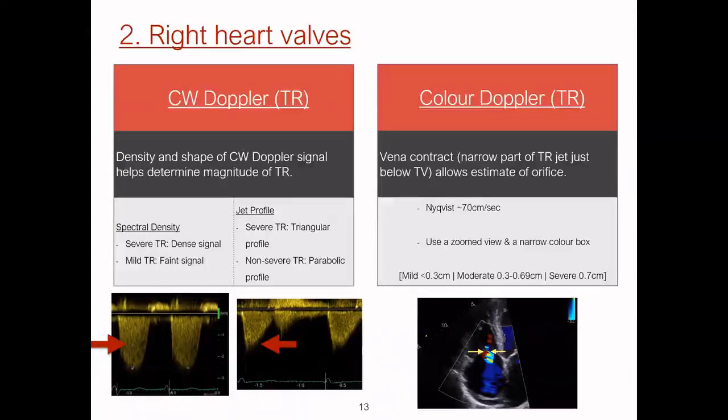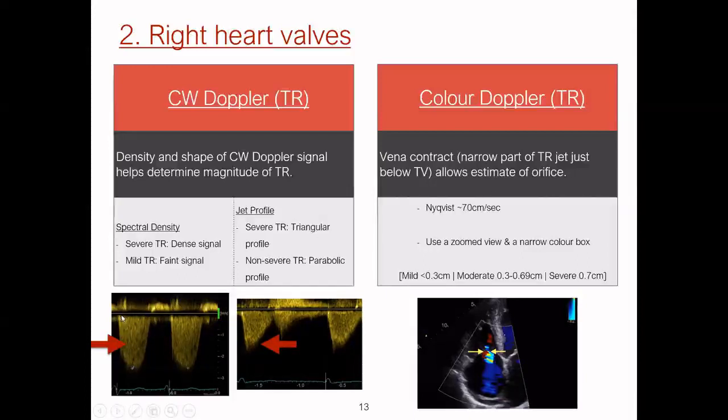Other methods to assess pulmonary regurgitation or right heart dilatation is through the continuous wave Doppler of the tricuspid regurgitation. And we can do that by looking at the density and the shape of the CW Doppler signal. Usually a more severe TR, you get a denser signal, and a mild TR, you get a faint signal. Also, the shape of the Doppler signal can give us an indication of severity.